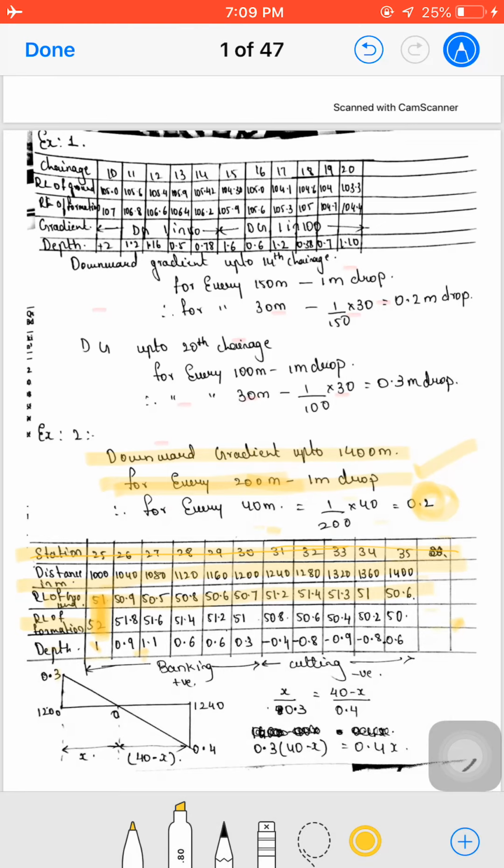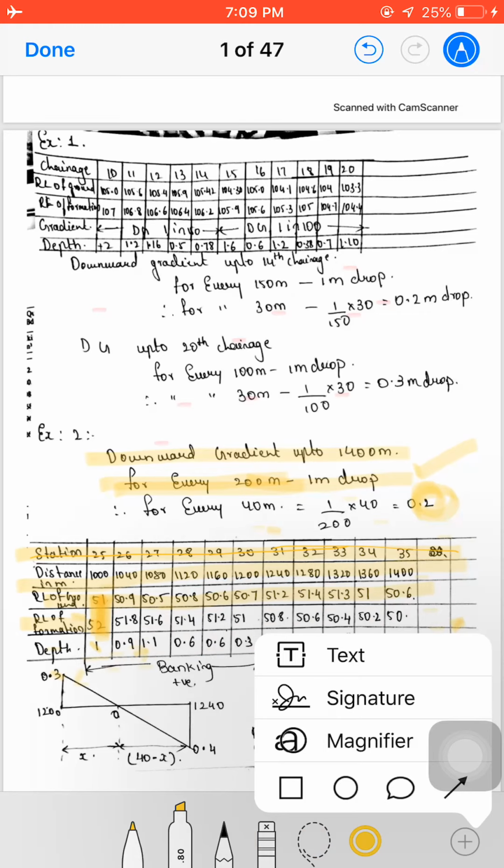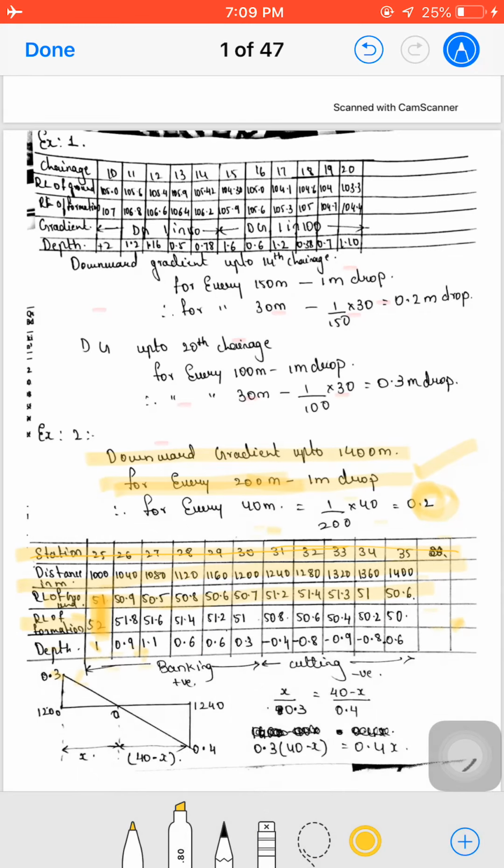Then calculating the depth will be RL of formation minus RL of ground. So depth is 52 minus 51 will be 1. Again similarly 51.8 minus 50.9, it will be 0.9. When we go on calculating, you can see up till 1200 meter you are getting positive values, and from 1240 you are getting negative values. So from station 25 to station 30 it's in banking, and since we are getting negative values here, from station 31 to station 35 it's in cutting.